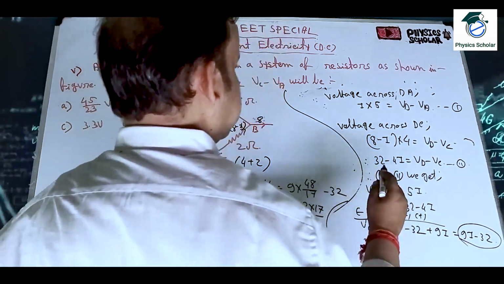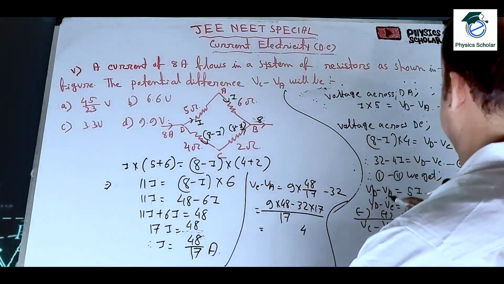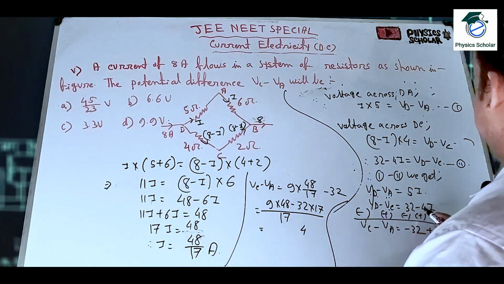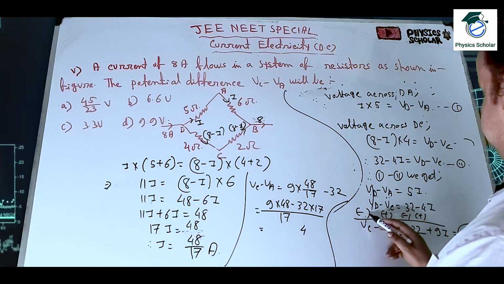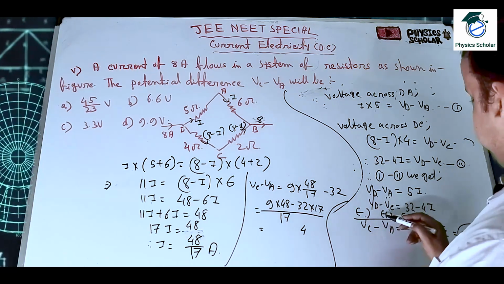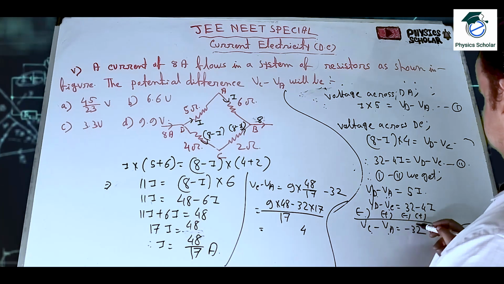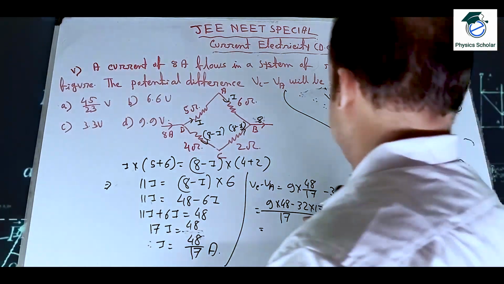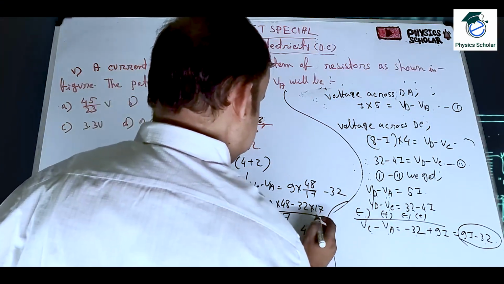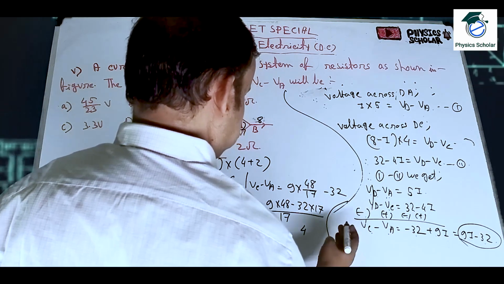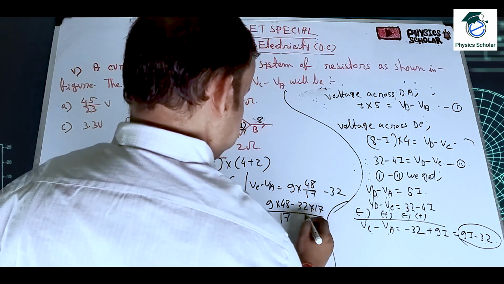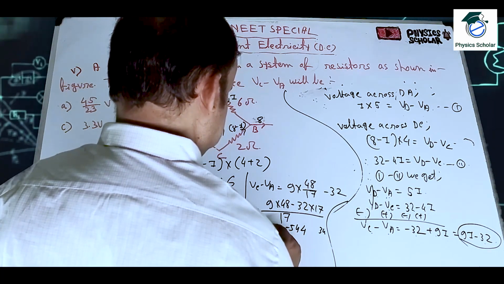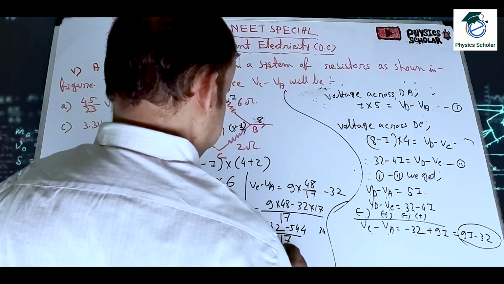VD minus VA is equal to 5I, and VD minus VC is equal to 32 minus 4I. So minus, plus, this will cancel. So VC minus VA is equal to minus 32 plus 9I, so it is 9I minus 32.